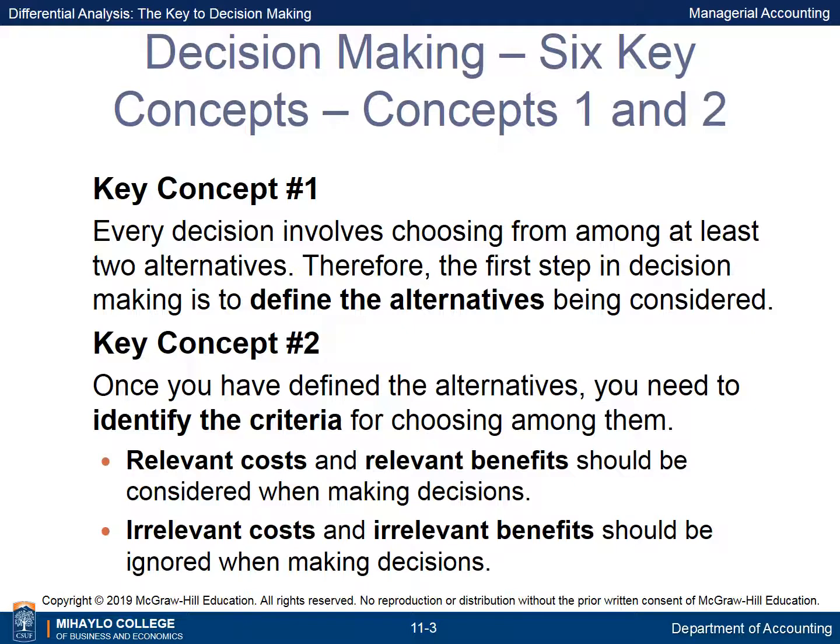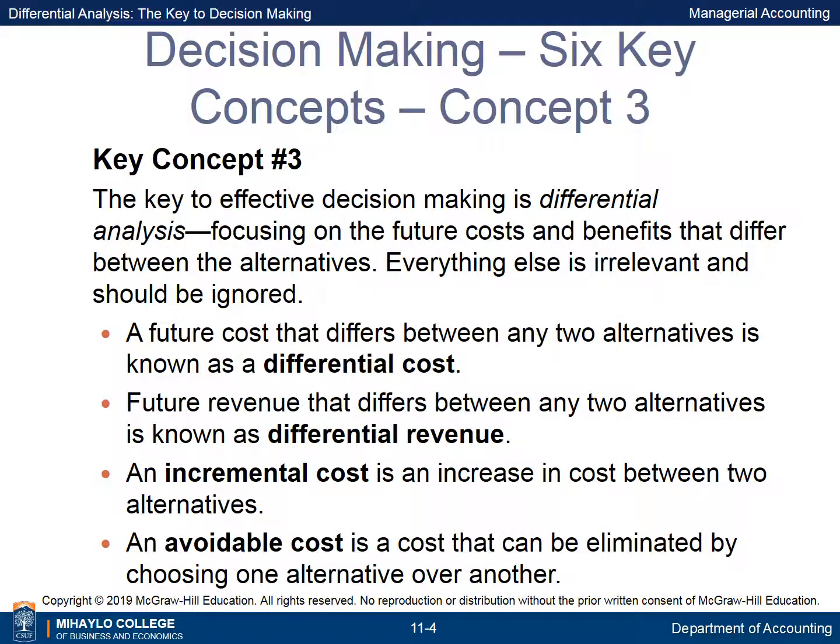Relevant costs and relevant benefits should be considered when making decisions. Irrelevant costs and irrelevant benefits should be ignored when making decisions. Key Concept Number 3. The key to effective decision-making is differential analysis, focusing on the future costs and benefits that differ between the alternatives. Everything else is irrelevant and should be ignored.